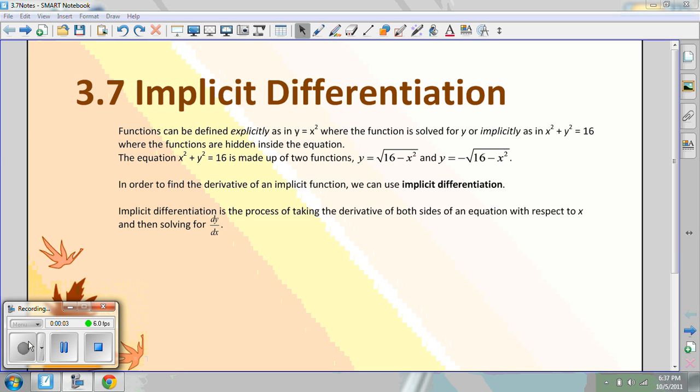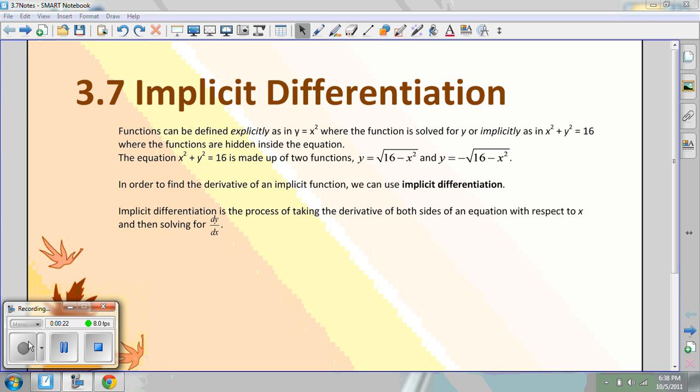Section 3.7, Implicit Differentiation. Functions can be defined explicitly, as in the function y equals x squared, where the function is always solved for y, or implicitly, as in the equation x squared plus y squared equals 16, where the functions are hidden inside of the equations.